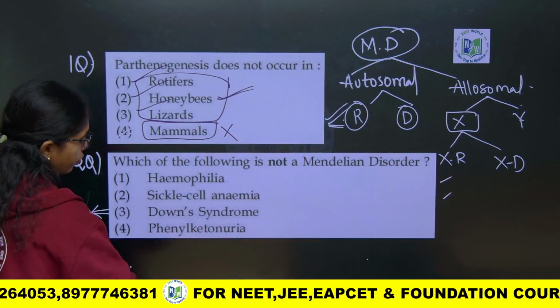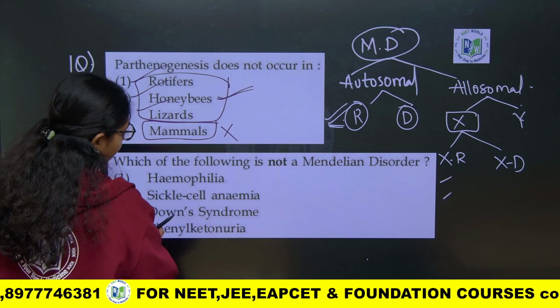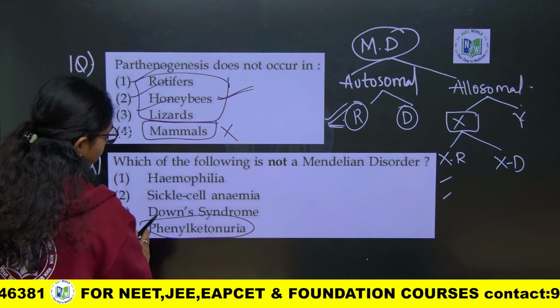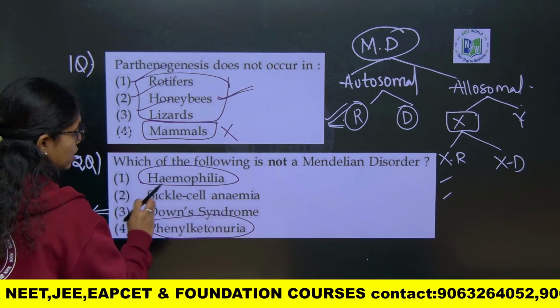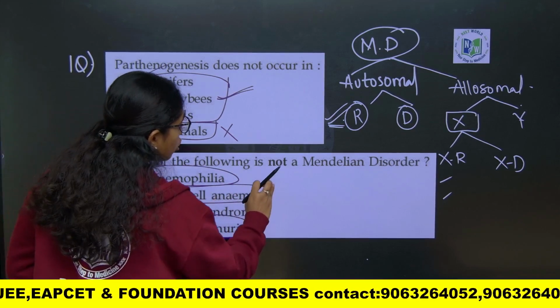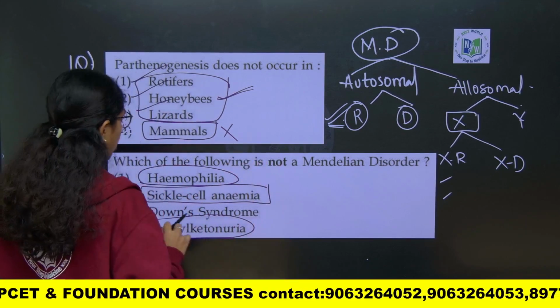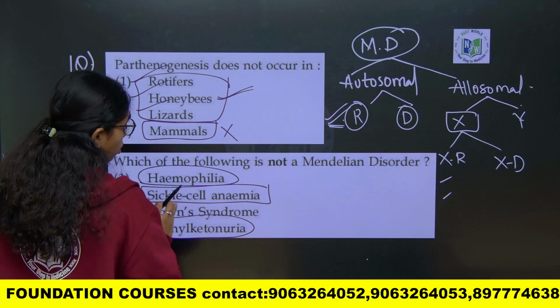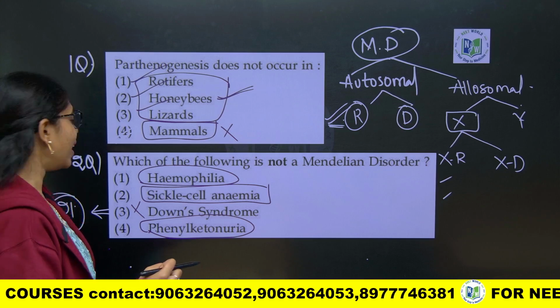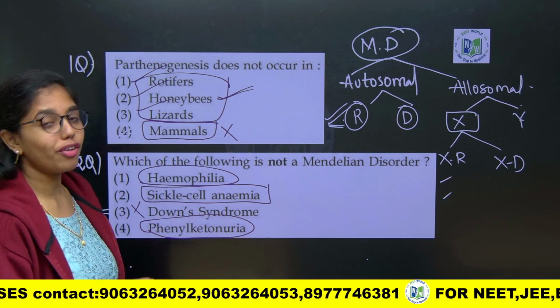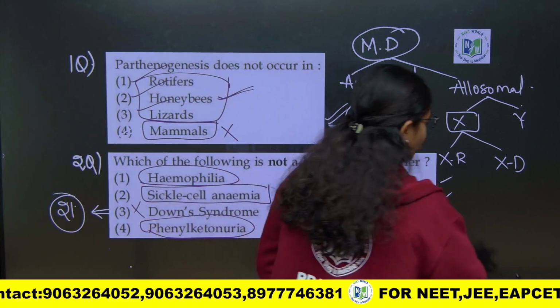So of these four examples, phenylketonuria is a Mendelian disorder, autosomal recessive. Hemophilia is X-linked recessive, and sickle cell anemia is an autosomal recessive Mendelian disorder. So yes, Down syndrome is not a Mendelian disorder because it is a chromosomal disorder. This happens because of trisomy in the 21st chromosome.